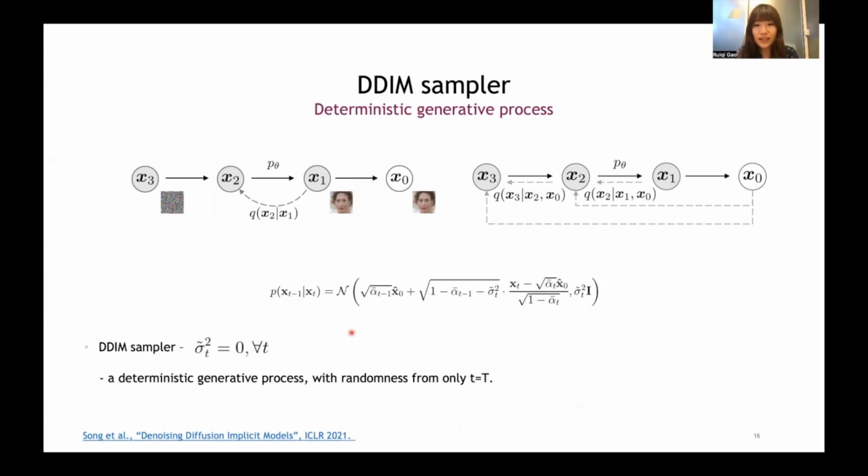And more importantly, if we specify sigma t tilde to be 0 for all the time steps, this leads to the DDIM sampler, which is a deterministic reverse process because the variance is 0 here. The only randomness comes from the starting point of the reverse process, which is the starting white noise signal.